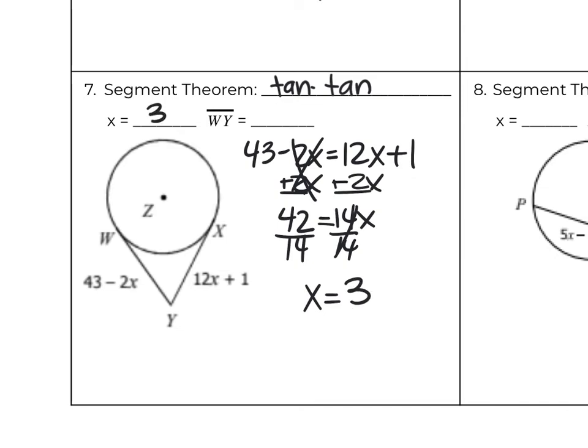Okay, and it wants WY specifically. So we got to plug into this one. So type that in your calculator. 43 minus 2 times 3. Be careful about where you put the x. We had one like that and people wanted to put it with the 43 because x is usually first, but it's switched here.